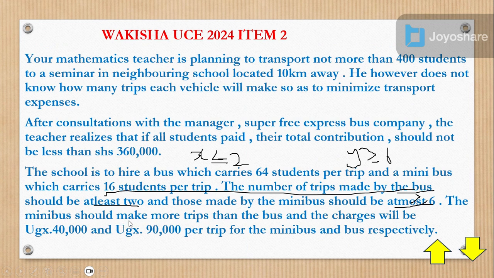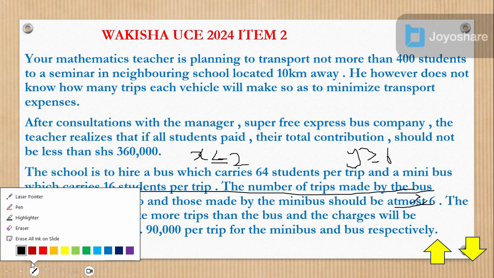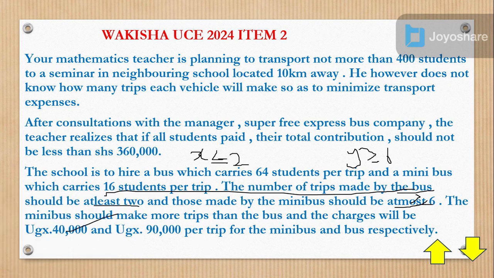okay, the minibus should make more trips. The minibus should make more trips than the bus. Okay, that one has been explained fully. Now the charges will be Uganda shillings 40,000 and 90,000 per trip for the minibus and bus respectively. So now this means that the word respectively means that this 40,000 is for the minibus and the 90,000 is for the bus, like that.